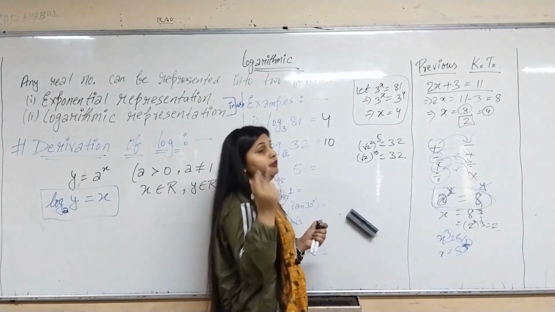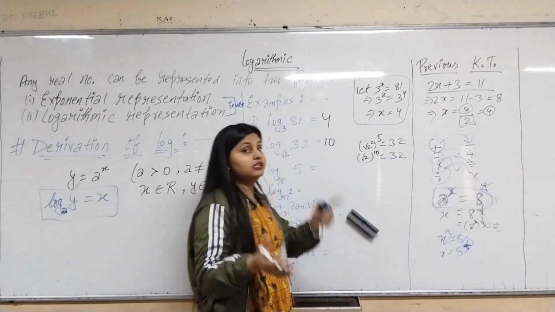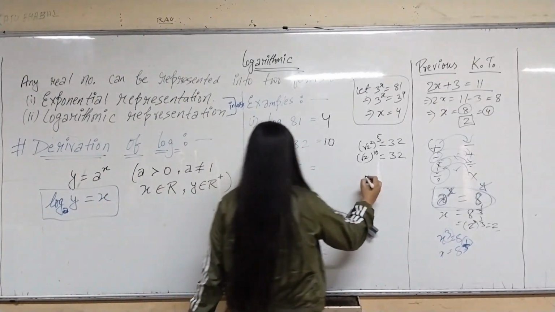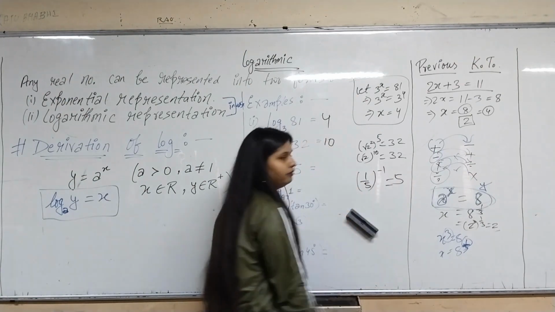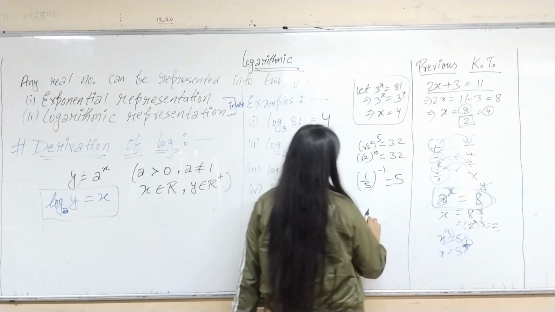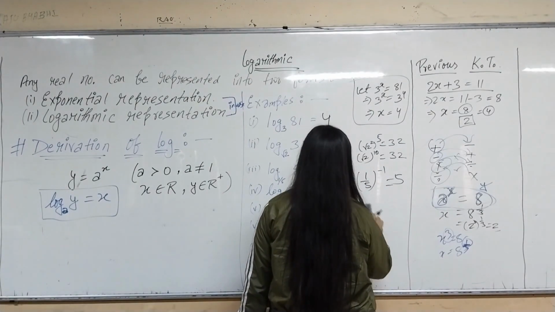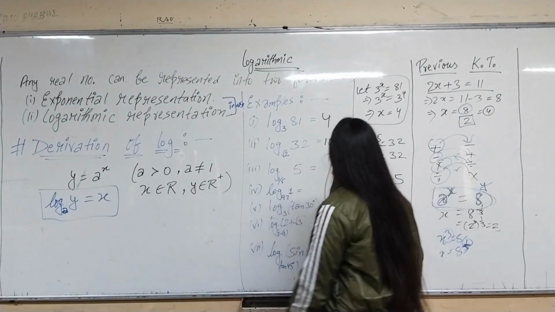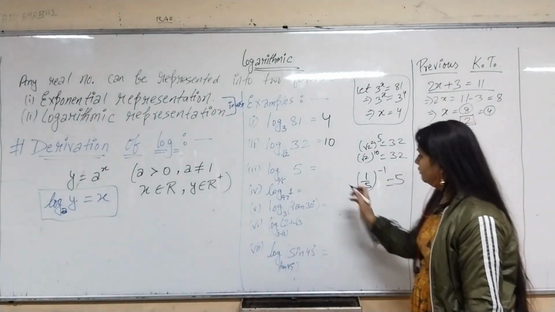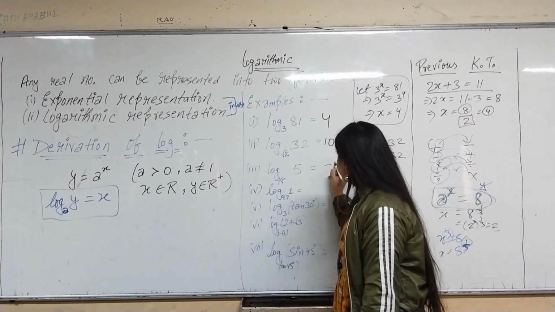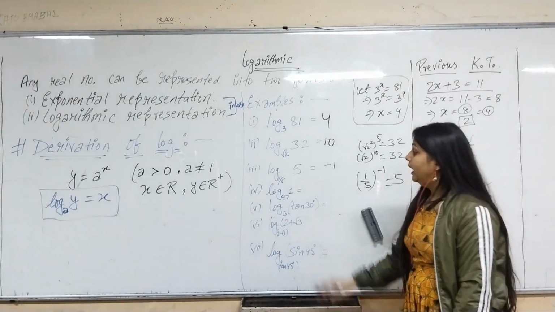What will be the power of 1 by 5? So it will give us 5. Then you will say 1 by 5 to the power minus 1 equal to 5. Okay? 1 by 5 to the power minus 1 will give us 5. So here our answer is minus 1.